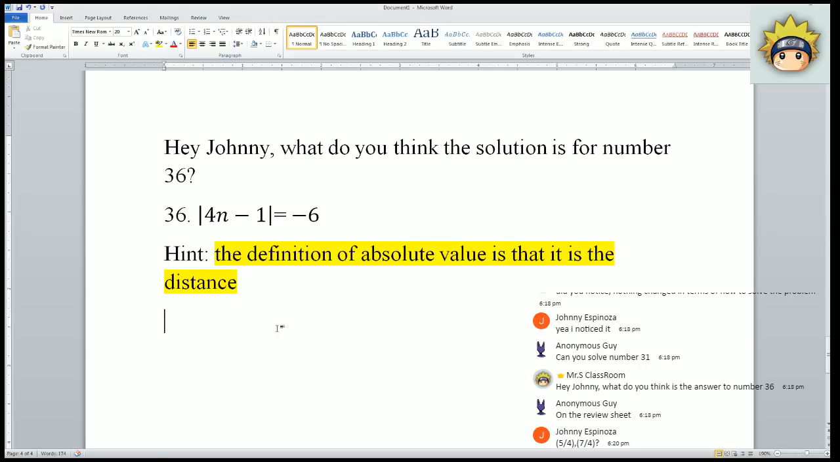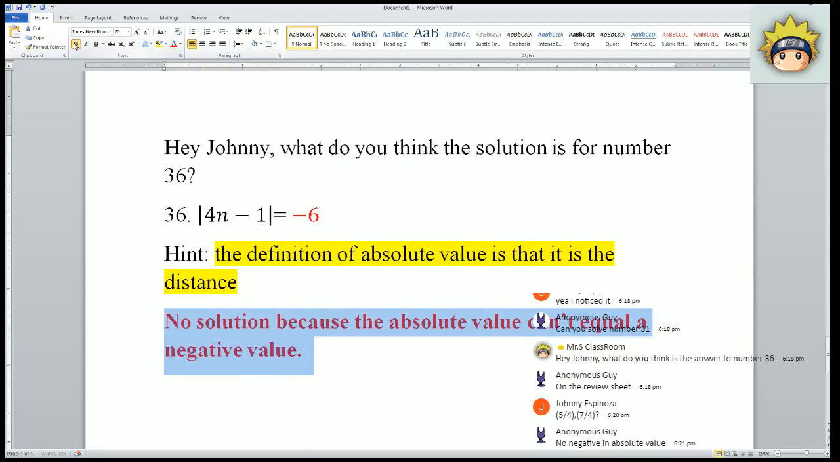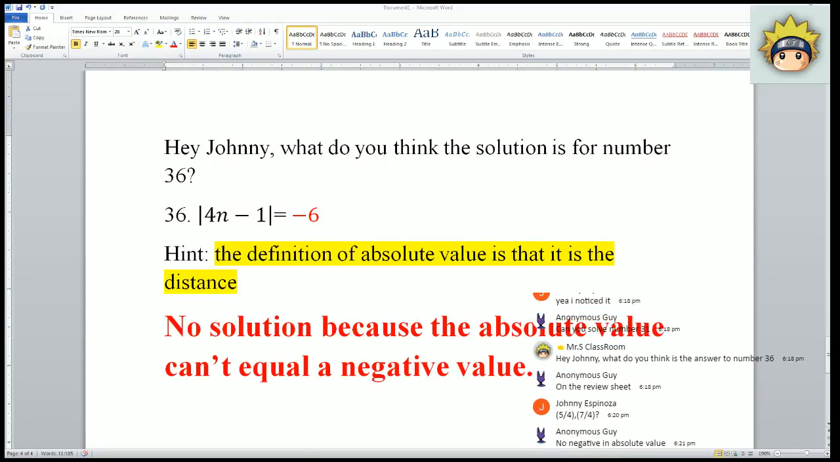No, you fell for it, Johnny. Johnny, do you see this? That's a red flag. You see the red here? Alright, it is no solution. It is no solution here, okay?